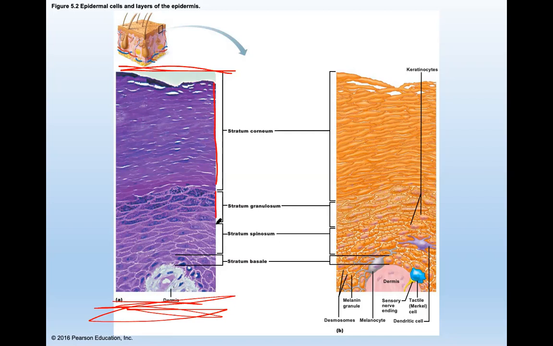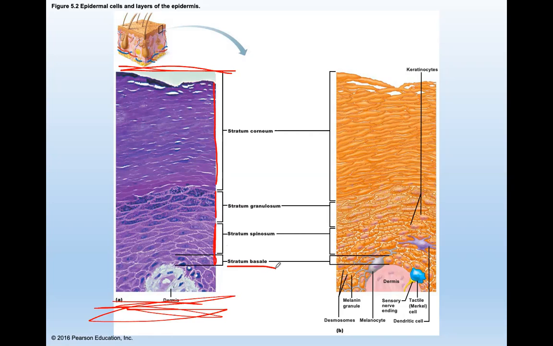You have a layer called the stratum spinosum. They're kind of spiky. And then at the base, you have a layer called the stratum basale. So if I ask you guys, what do you think is happening at the stratum basale? This is the bottom layer of your skin, your epidermis. What is the most important thing that is happening in this layer?